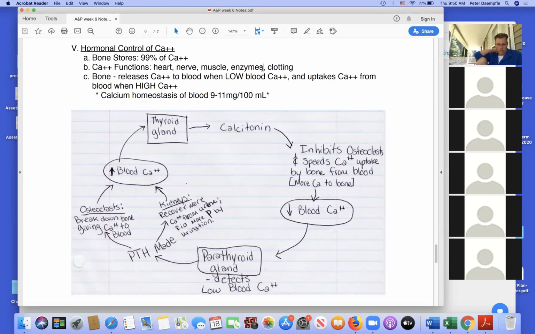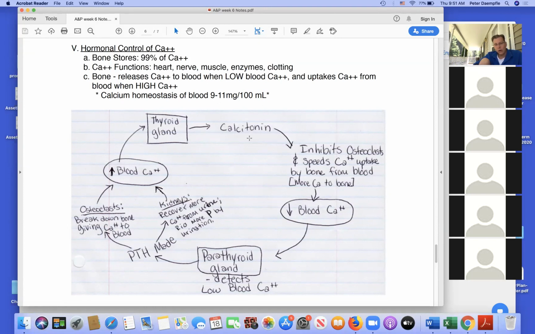Now, number one, the thyroid gland produces calcitonin. This is your hormone. The parathyroid makes PTH. That's your other hormone. So two hormones that work against each other, you could say antagonistically, to raise and lower blood calcium. Calcitonin decreases blood calcium. Parathyroid hormone, PTH, increases blood calcium.